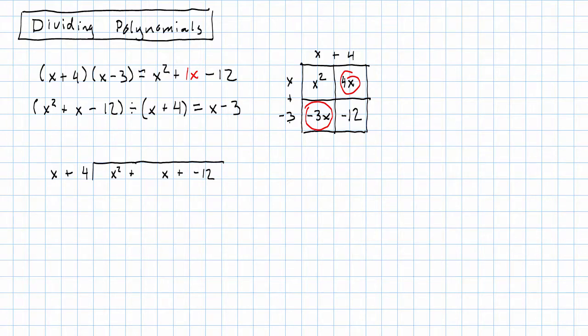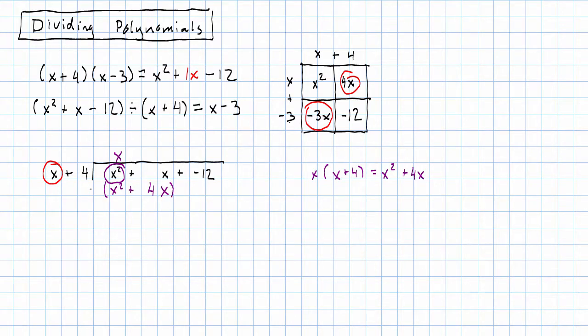Now the good news is, as we guess and approximate, we're only going to look at our first term. We're only going to be doing monomial division of the first term into the first term. X goes into x squared x times. Right, x squared divided by x is x. Now we multiply x times x plus 4 is x squared plus 4x. We'll write our x squared plus 4x underneath.